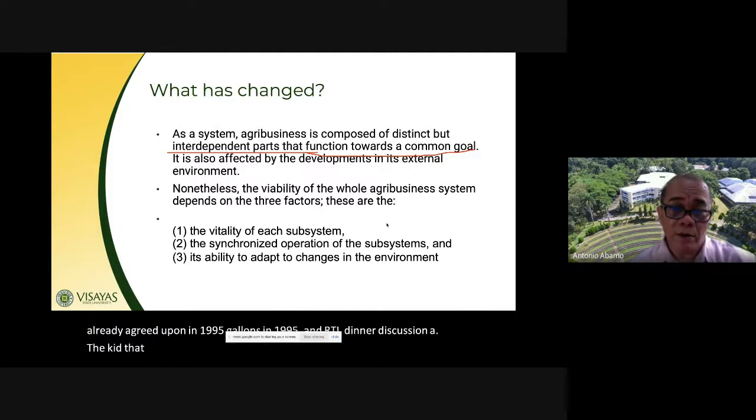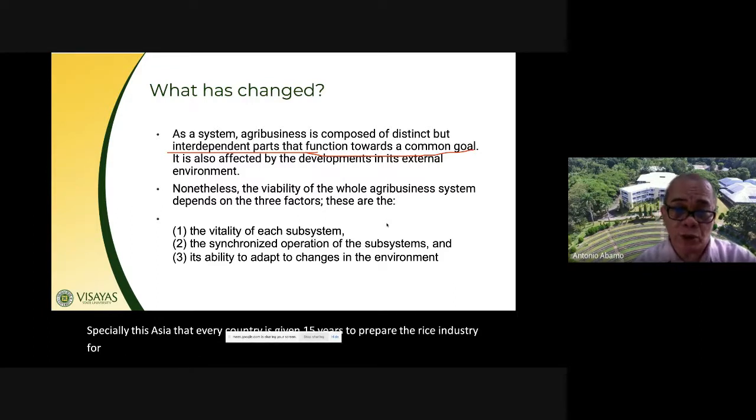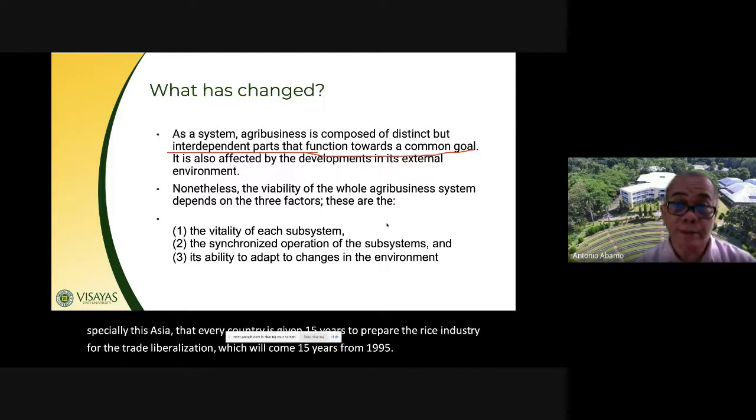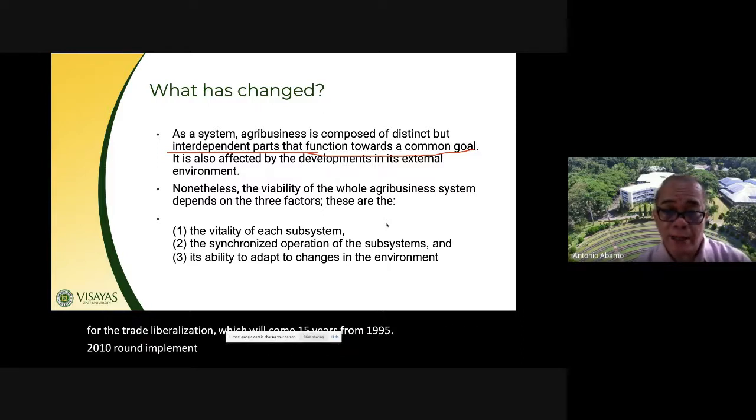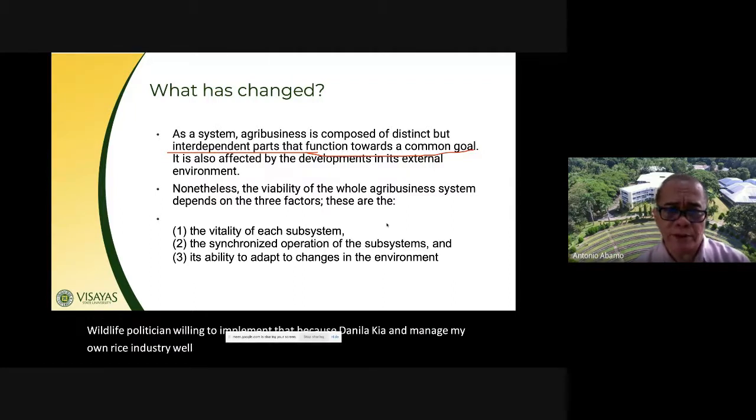In 1995, na-discuss na sa world market ang RTL, especially sa Asia, that every country is given 15 years to prepare the rice industry for the trade liberalization, which will come 15 years from 1995. Actually, 2010 unta mo-implement ang RTL. Pero walay politician willing to implement that because wala nila na-manage maayo ang rice industry. Wala gyud na-implement sa mga politician during that time kay otherwise mapildi sila sa sunod election.